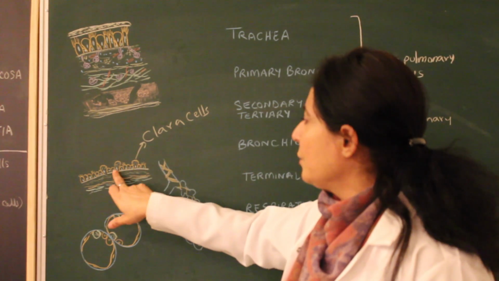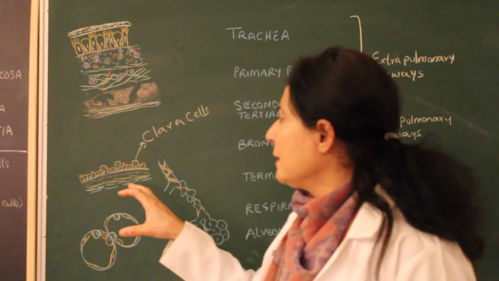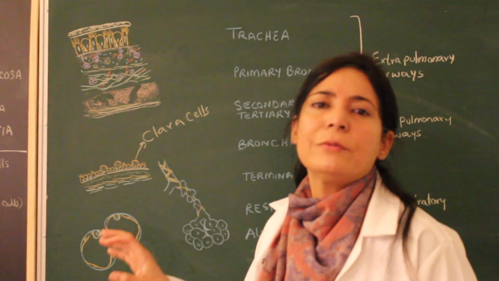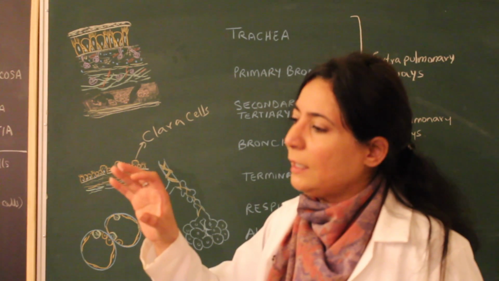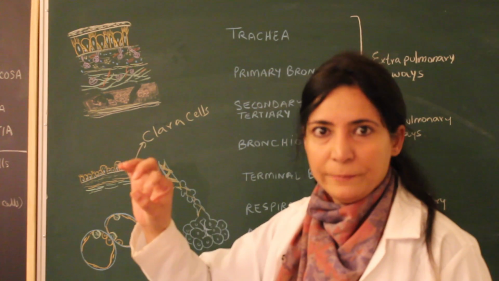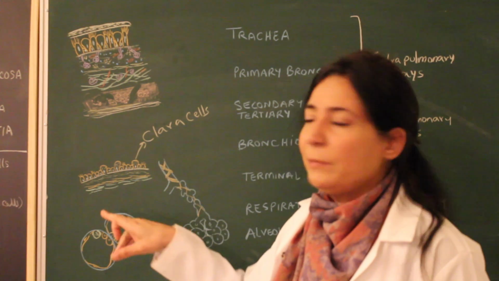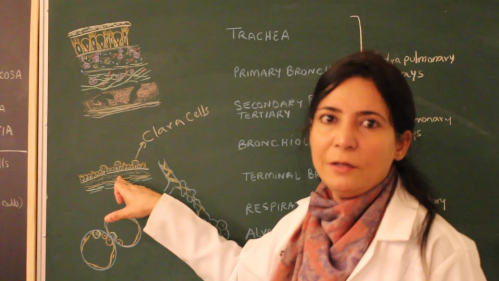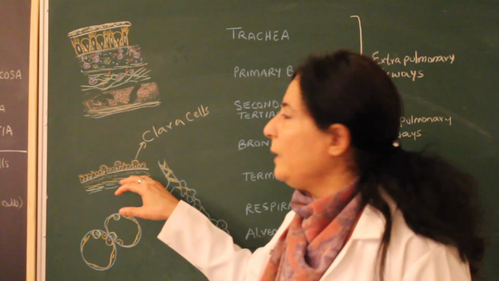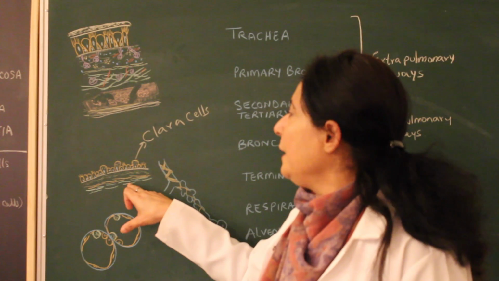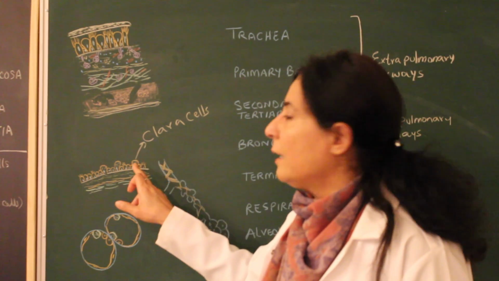So the Clara cells, as you can see, they have fine granules in them. Some books say that the Clara cells are responsible for the production of a surfactant-like material to keep the bronchioles open for the passage of air, because we do not have any cartilage material here, and the number of smooth muscle fibers will also be getting reduced. So we need a lot of surfactant-like material.